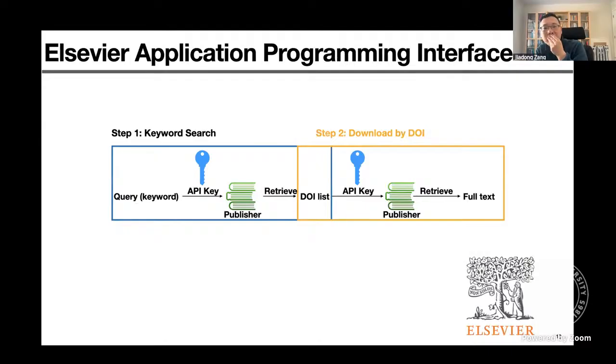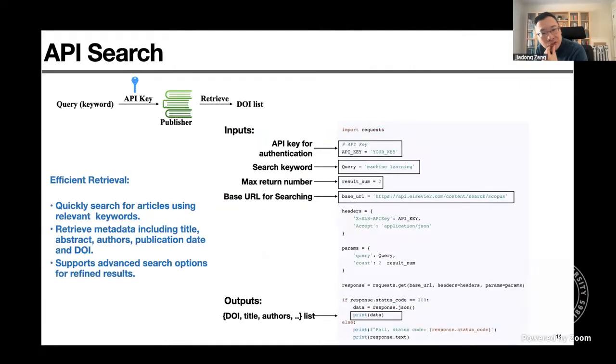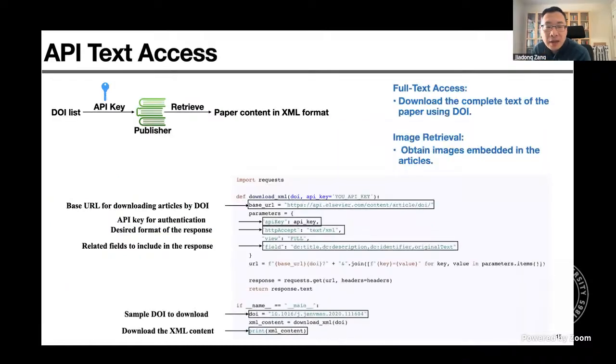So our approach starts with the application of the Elsevier API. This API is a two-step application. The first step is to use the key to search the corresponding papers. Okay? So we want to get the metadata of the papers that are relevant. We want titles, authors, and most importantly, we want the DOI. Then, using the DOI and the same API, we can download the papers.